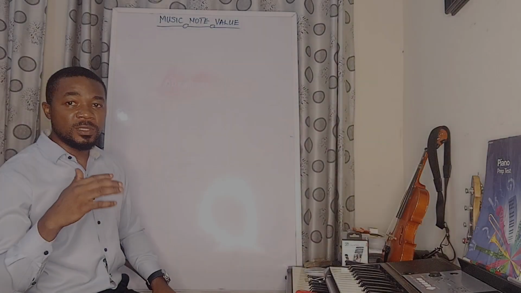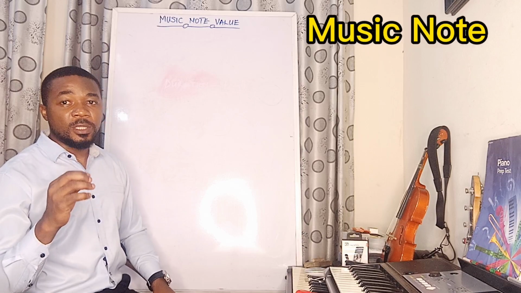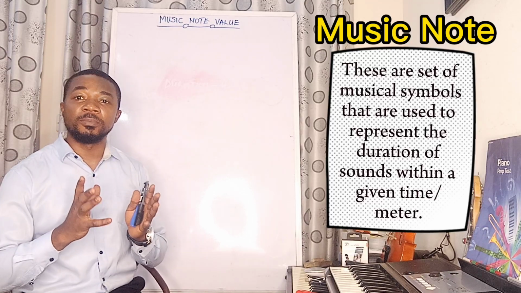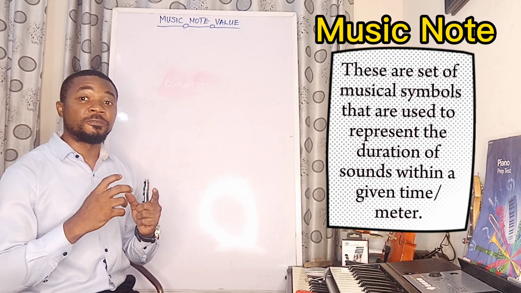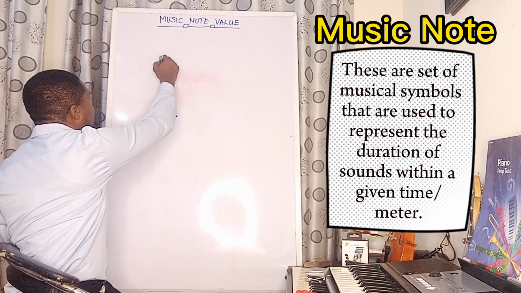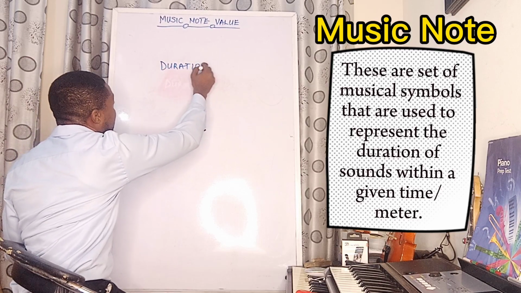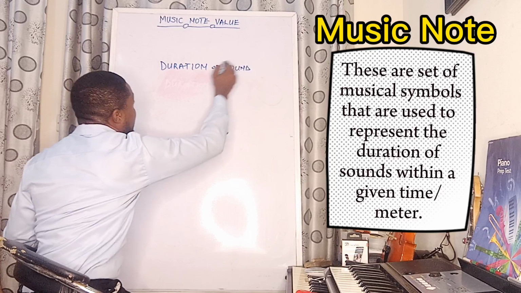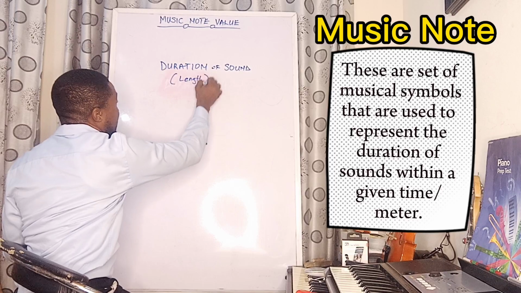But before we go into all of these details, I would like to define what a music note is. Music notes are sets of music symbols that are used to represent the duration of sound. Let me note that music notes are used to represent the duration of sound. So this speaks to the length. That's how long.